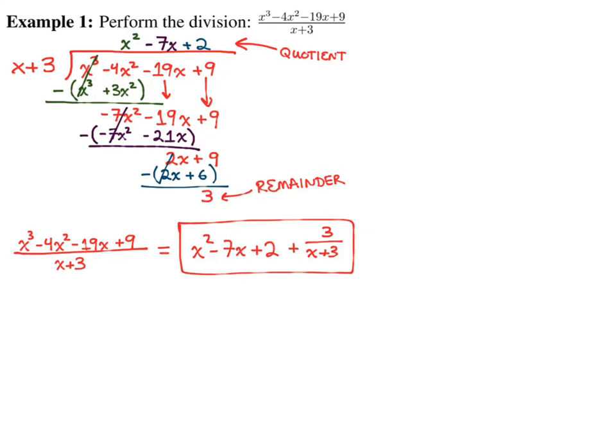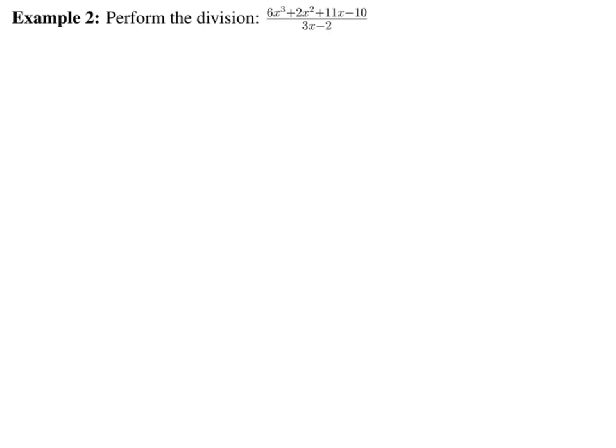Okay, here's example 2. Another cubic, 6x cubed plus other terms, divided by another linear, because it's just an x. So long style dividing, 3x minus 2, 6x cubed plus 2x squared plus 11x minus 10. We're looking for that top number, which will recreate the 6x cubed. This time it's going to be 2x squared, because the 2x squared multiplies by 3x and by the negative 2. When we do that, erasing the arrows because they're ugly, you'll see 6x cubed minus 4x squared.